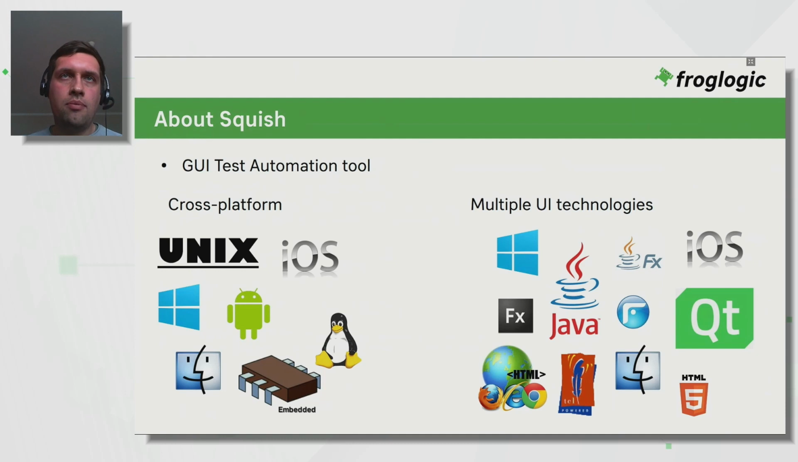It's a cross-platform, multi-technology tool for GUI test automation. Squish supports testing on Windows, OS X, various Linux distributions, and other operating systems, including mobile, Android, and iOS. And Squish as a tool can be cross-compiled to other platforms, like Linux running on ARM architecture. So this is the scenario I will demonstrate today. This is my setup.